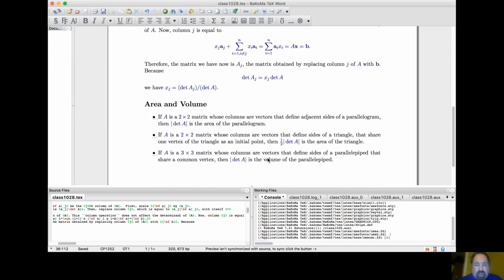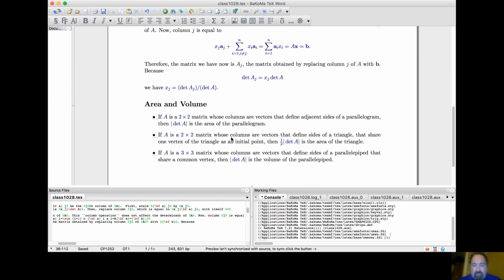Here's some geometric applications that we'll also see used. If A is a 2 by 2 matrix, the columns come from adjacent sides of a parallelogram. So in other words, two sides of a parallelogram that are vectors and have a common initial point. Then the absolute value of the determinant is the area of a parallelogram. We've actually seen this before. Now you can think of a triangle as half a parallelogram.